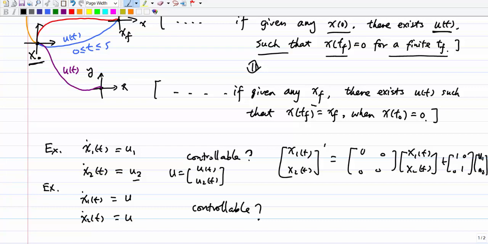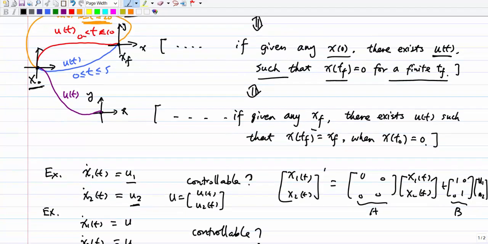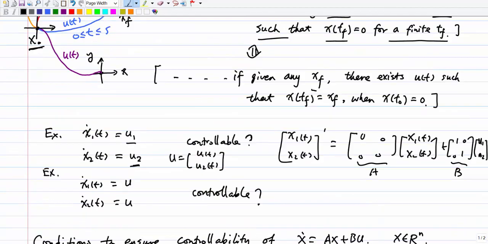Okay, I drop the t because of the limited space. So this is my A, this is my B. So we do have a linear time invariant system. If the system is controllable, since we haven't talked too much about the other conditions, we can use a definition. I don't necessarily have to use the first one. Okay, we can use the second one.